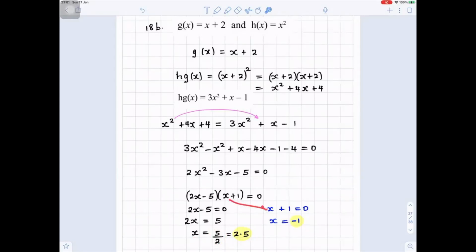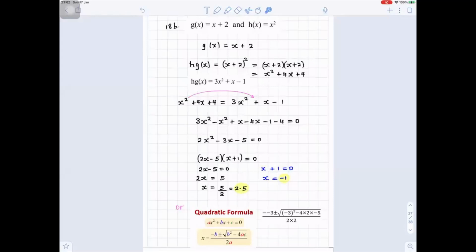Or x plus 1 equals 0. Take 1 to the other side, x equals minus 1. So you've got two answers, x is minus 1 or x is 2.5. So that's how you do question 18b. You can use the quadratic formula, which I've put at the bottom there, and substitute in the numbers, and you will get 2.5 and minus 1.